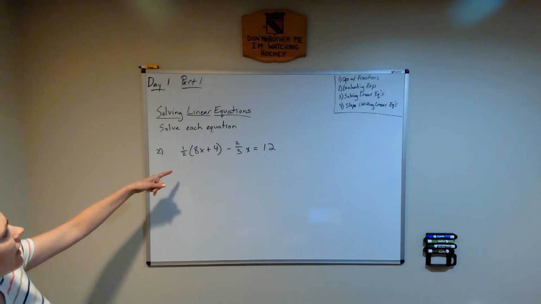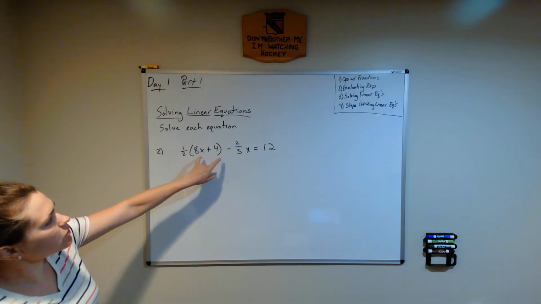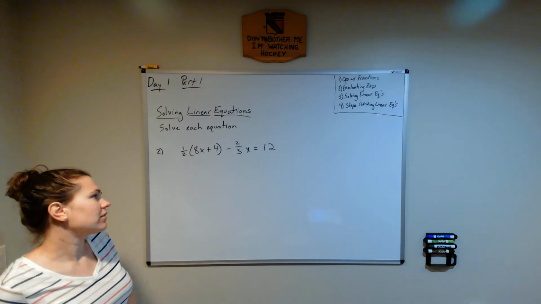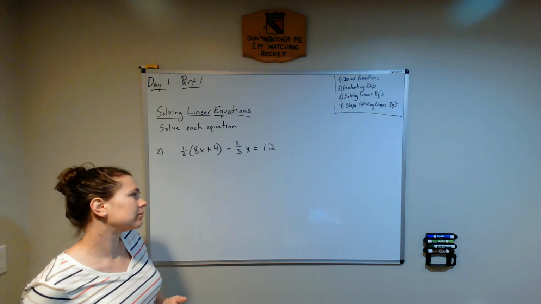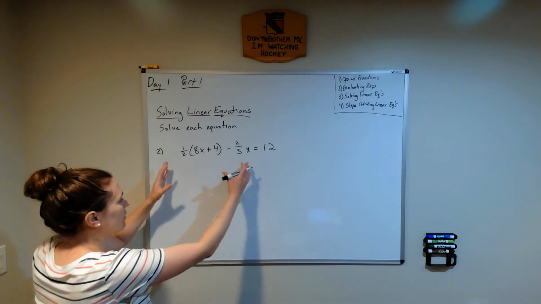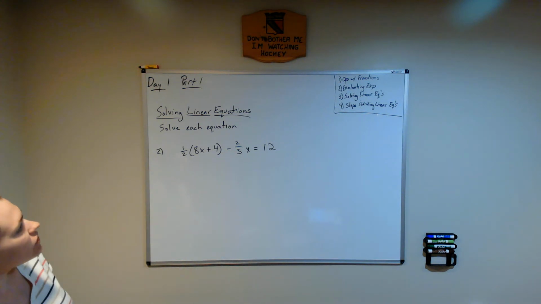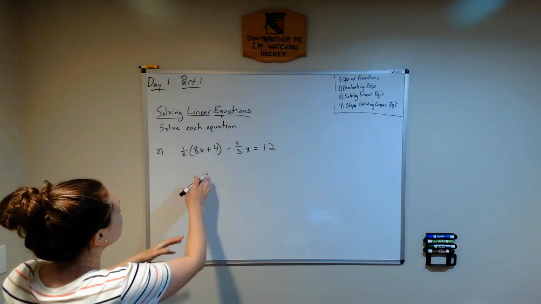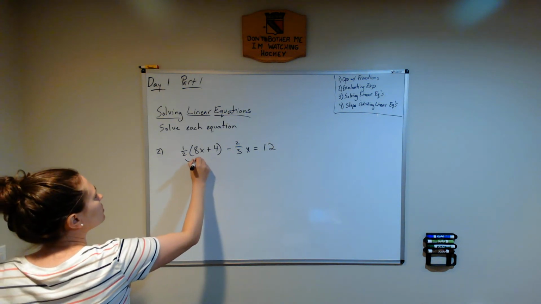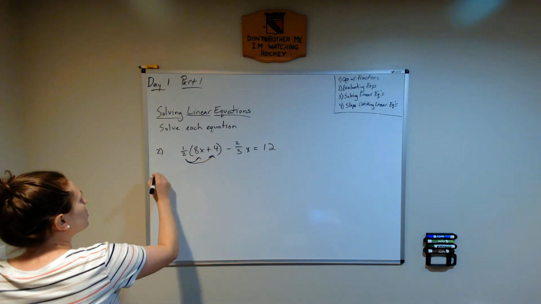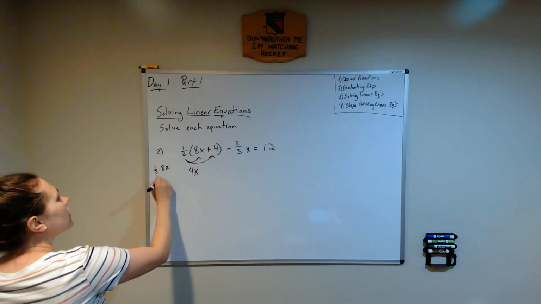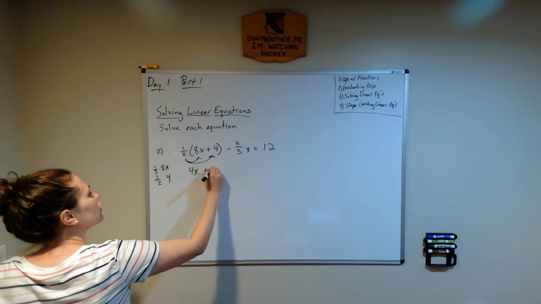So we've got 1/2 times (8x plus 4) minus 2/3 x equals 12. So linear equation again, okay, we only have x's that are raised to the first power. And so what we need to do is gather our x's so that we can combine them when they're on the same side of the equation. So we don't know all of our terms yet because we have parentheses with times 1/2. So we want to expand and see all of our terms. So we want to distribute the 1/2. So 1/2 times 8x, that's going to give us 4x. And then 1/2 times 4 is going to give us 2.